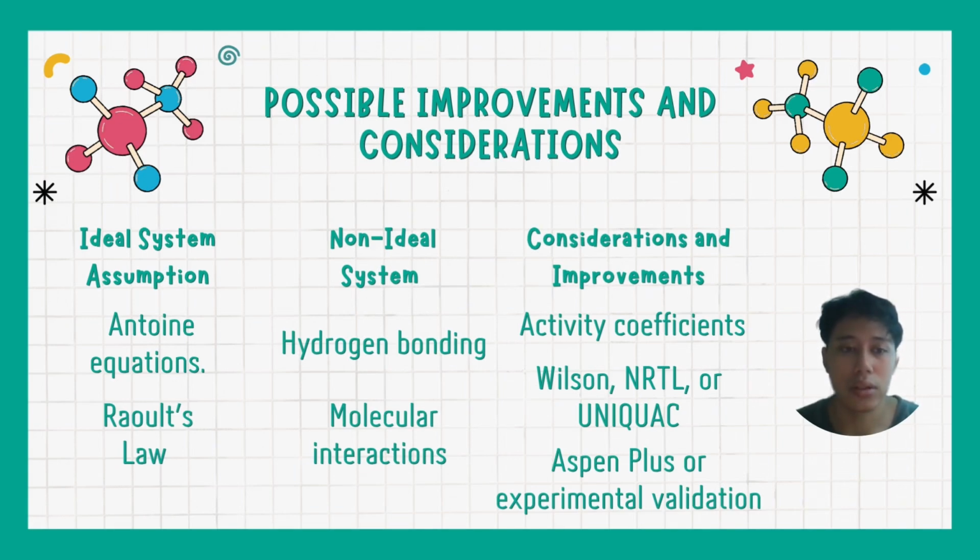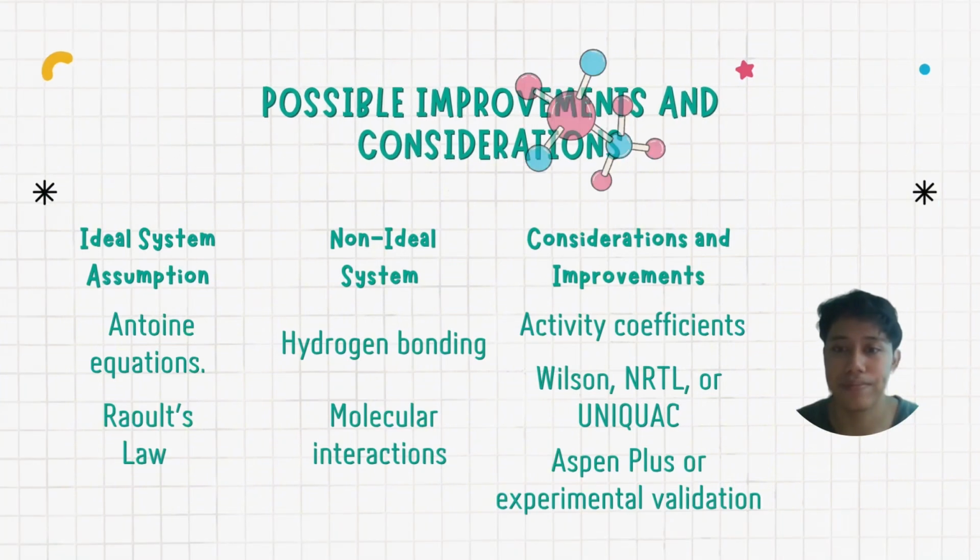For the non-ideal system, however, the methanol-water mixture is known to be strongly non-ideal due to the hydrogen bonding and significant differences in molecular interactions. So to better represent real behavior, future work could incorporate activity coefficients using models such as Wilson, NRTL, or UNIQAC, where these models adjust for non-ideal interactions in the liquid phase and provide more accurate VLE predictions. Furthermore, using simulation tools such as Aspen Plus or performing experimental validation would enhance the reliability of the design, especially for industrial scale application where precision is critical.